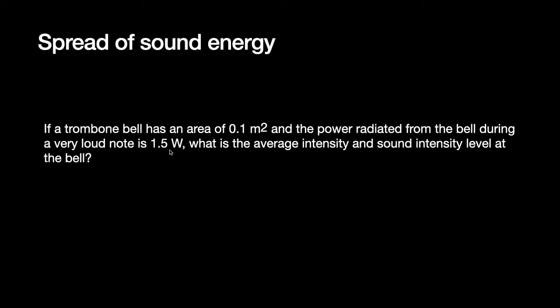So area is given. You divide 1.5 watt by 0.1. You will get 15 watt per meter square. That will be your I. Remember, your I0 is 10 power minus 12. You divide by that, take a log, multiply by 10, and you get your answer in dB. So thank you Akshita, thank you Rishikesh, thank you Devesh, and Clinton and Elvine. Let's go ahead.